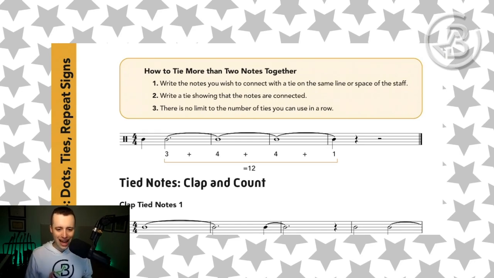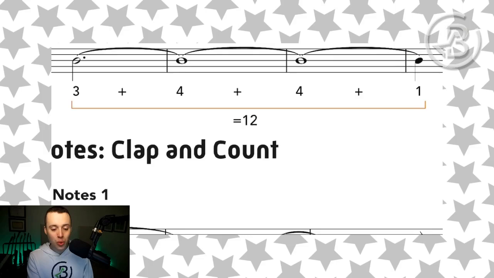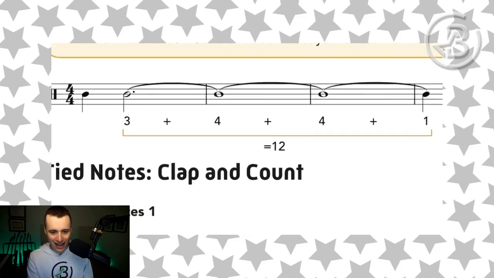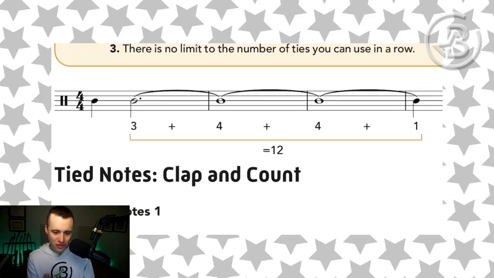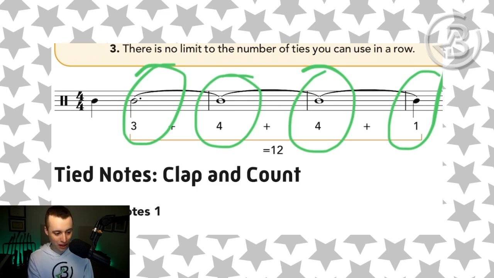So let's unpack this example a little bit because, well, it's a lot. So we have a total of 12 counts. Count them, 12 counts of tied notes here. So we start off with 3 counts with a dotted half note here, and then that's added to the 4 counts of the whole note, which is added to 4 counts of the whole note, which is added to 1 count of the quarter note. So 3 plus 4 plus 4 plus 1 equals 12.